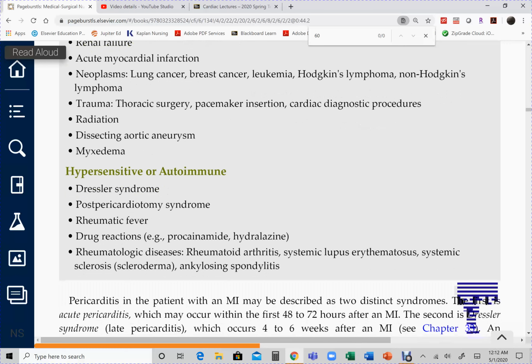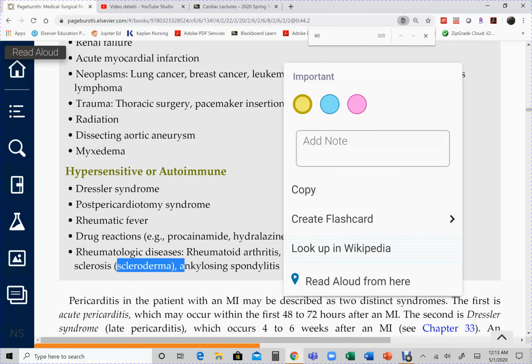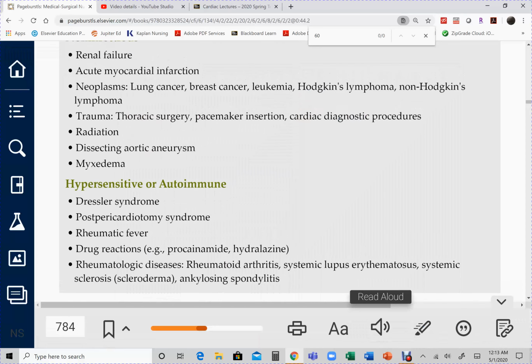Other causes are post-pericardiotomy syndrome. This is a procedure done to relieve, let's say after open heart surgery, you have a blocked chest tube. You have fluid accumulation there, so the doctor will poke a hole there through the pericardium, and this is another cause of pericarditis. Rheumatic fever, which we'll discuss toward the end of this chapter, is another cause. Then, so here's lupus, okay, and scleroderma also, and even rheumatoid arthritis.